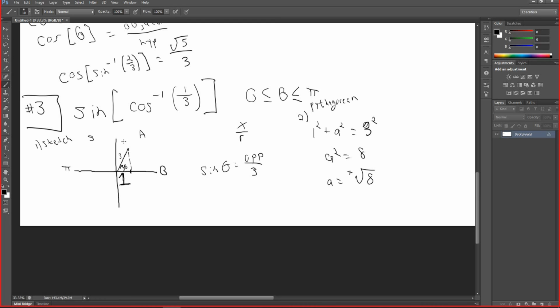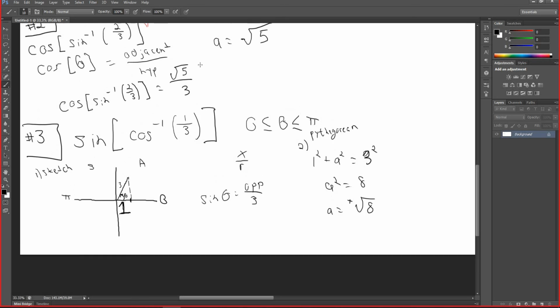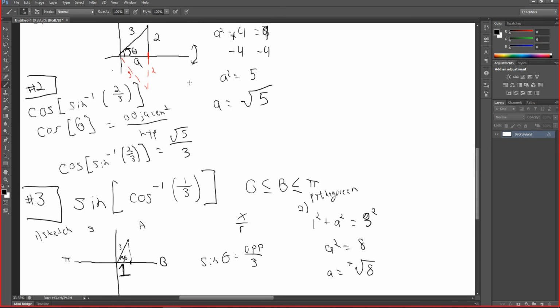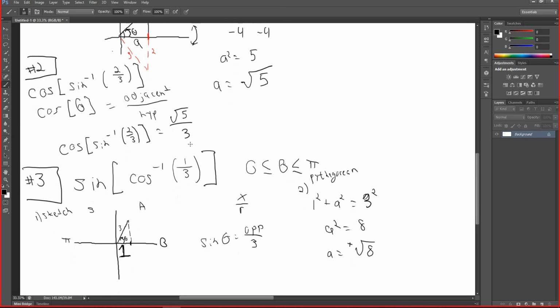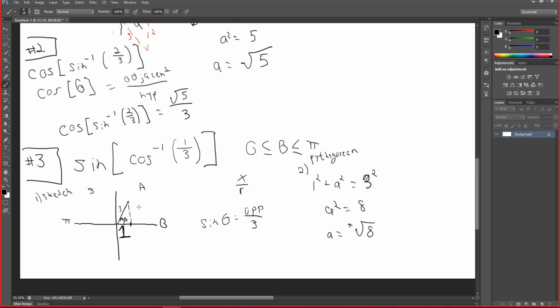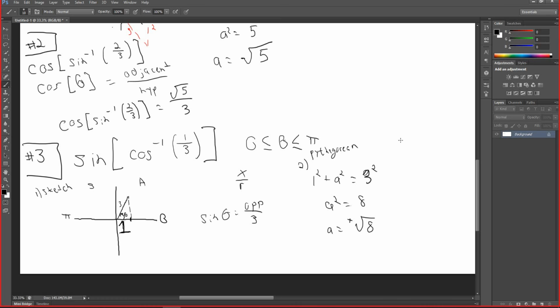So what's nice is whenever we're working with just sine and cosine, we're always going to get positive answers. We saw with cosine, we're going to have quadrants 1 and 4, cosine positive. For sine on the outside, we have quadrants 1 and 2, and sine is positive. So 3 is just plug in. So we get our answer as opposite is root 8 over 3.